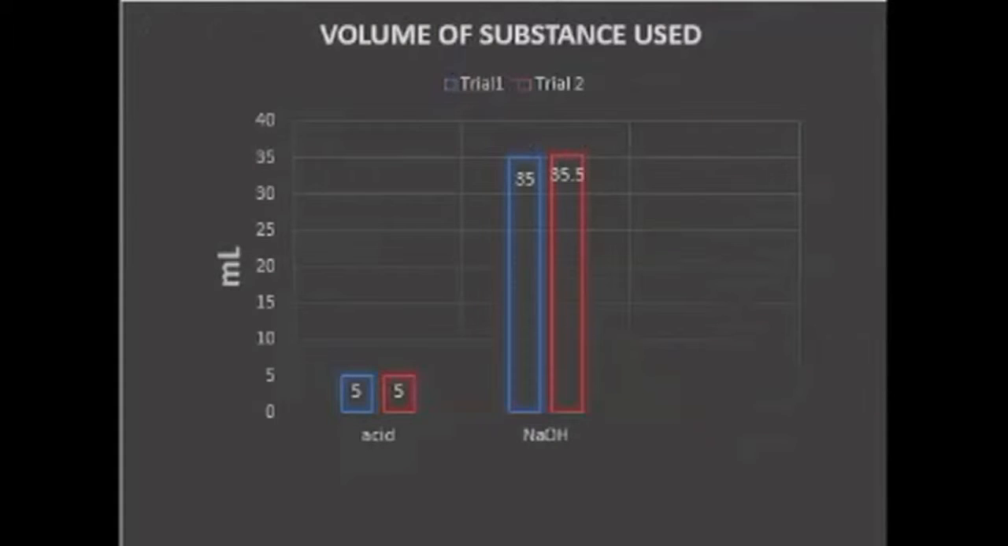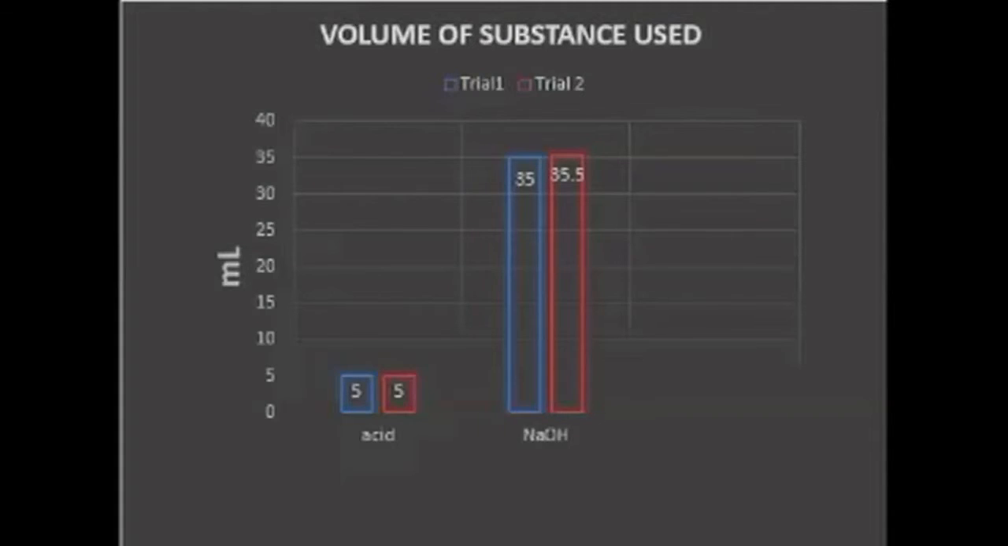The results in both trials came out slightly different. In trial 1, we used 35 milliliters of base and 5 milliliters of our acetic acid and received a concentration of 12%. In our second trial, we added 35.5 milliliters of NaOH or base and 5 milliliters of acetic acid and received a concentration of 12.33%.